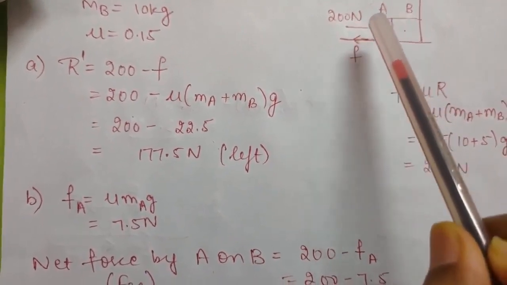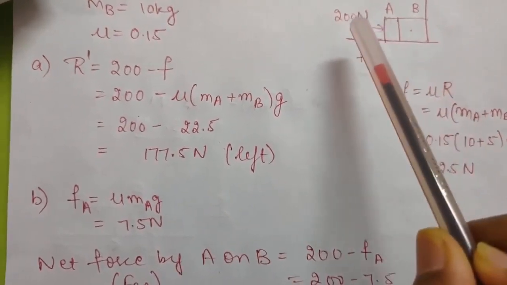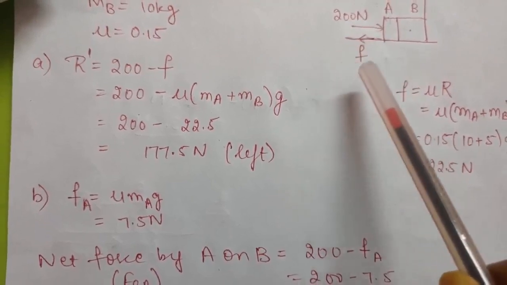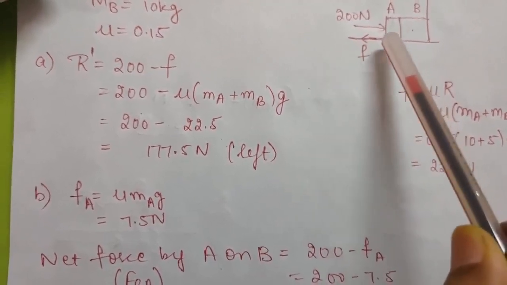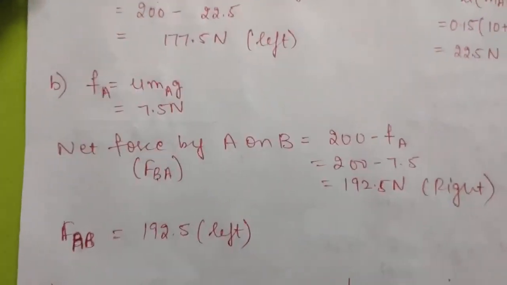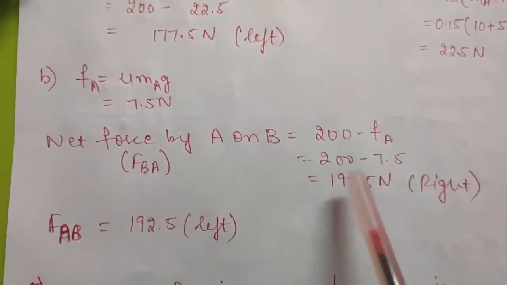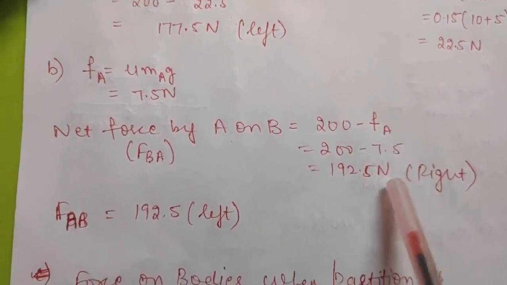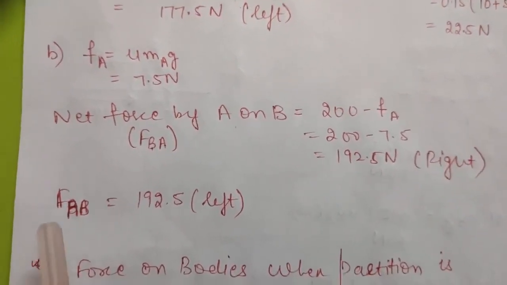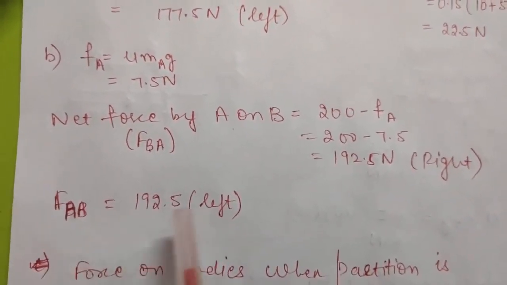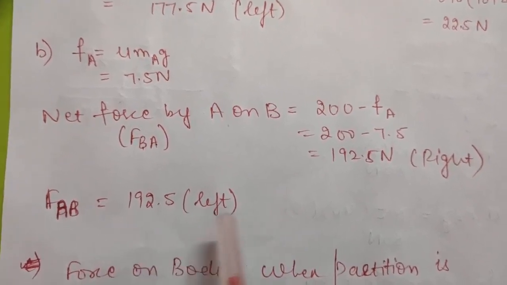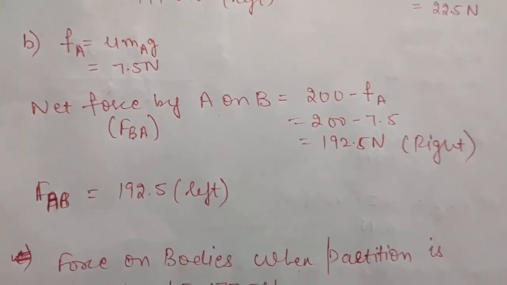So that force on B by A will be equal to 200 minus force of friction on A, because now we are talking about A only. So the answer will be 192.5 Newton towards right, and therefore force on A by B will have the same magnitude but in the opposite direction, because action and reaction are equal and opposite.